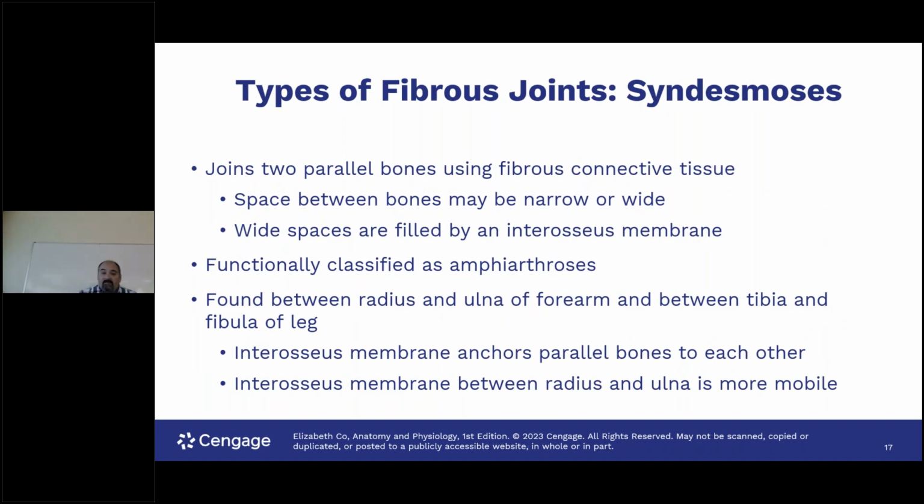Syndesmosis. It joins two parallel bones using fibrous connective tissue. Okay? So this is important. As seen here, the space between bones may be narrow or wide, and the wide spaces are filled with an interosseous membrane, a connective tissue membrane. Functionally, they're classified as an amphiarthrosis. So there's a little bit of movement that takes place, found between the radius and the ulna and the tibia and the fibula.